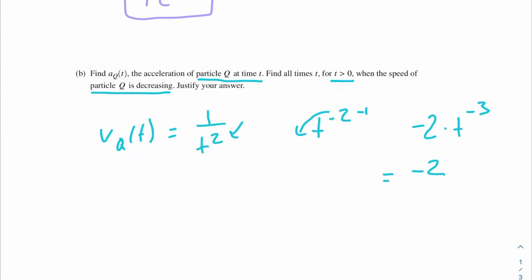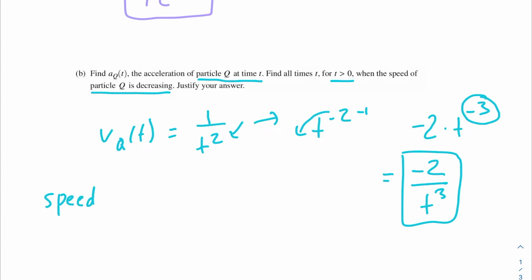We can rewrite this as minus 2 over t cubed. We're just doing the opposite of what we did when we converted it to t to the minus 2. We're dropping it down into the denominator again so that we don't have any negative exponents. That's the answer for the first section of our problem. Now we need to find all the times when the speed of the particle is decreasing.